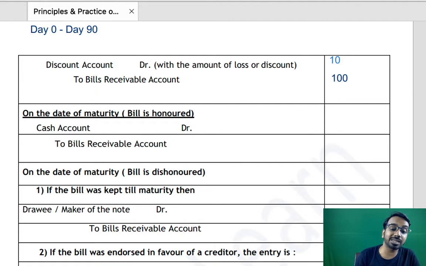Now in this process, if you incur any further charges, let's say bank collects some charges from you because of dishonor, that amount will also be recovered from the original debtor. So I hope this sequence of entries is clear.